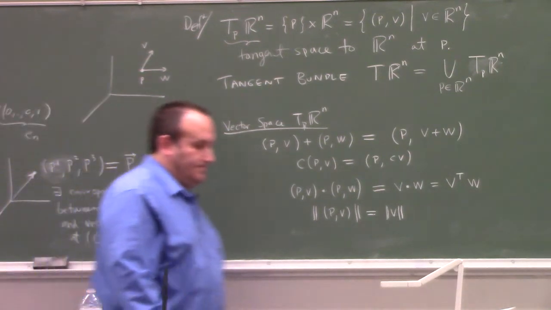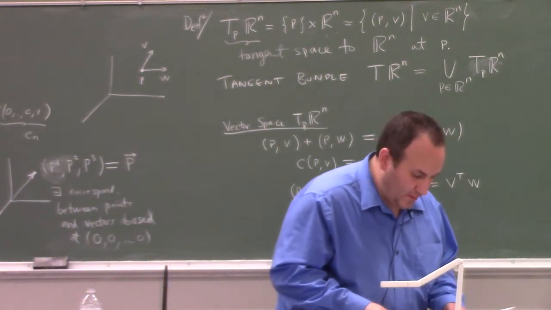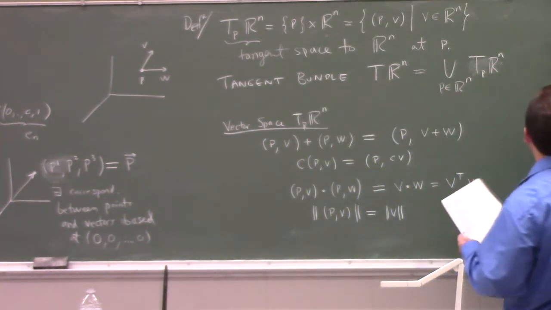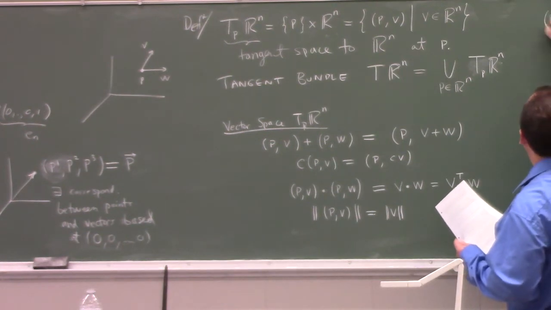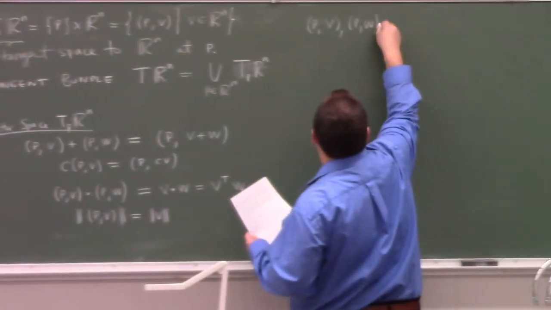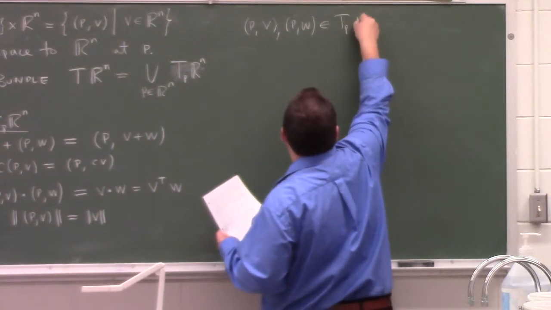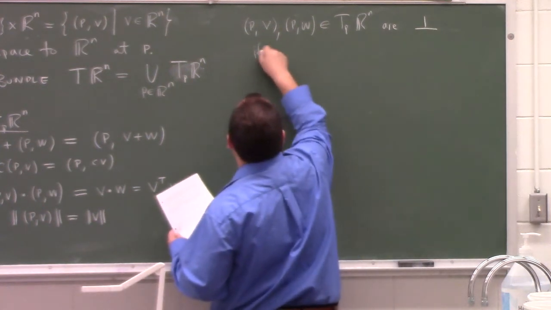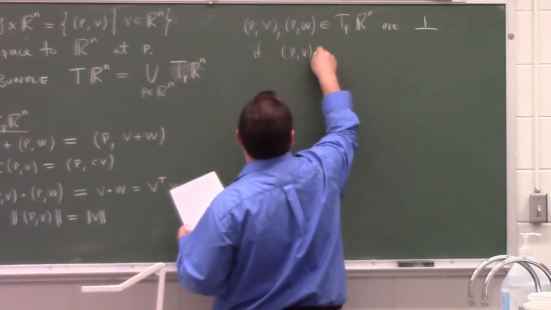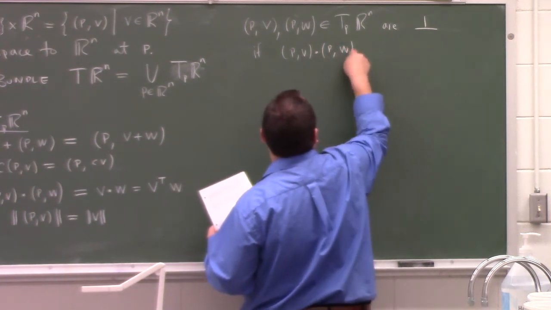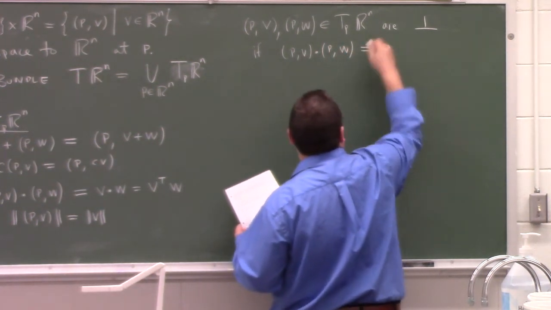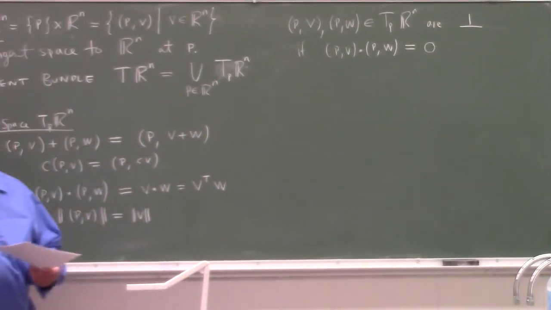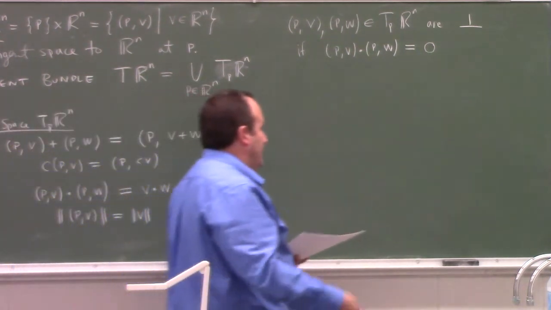And we can also talk about orthogonality of vectors. What would it mean for, let's say, PV and PW in T_P Rn to be perpendicular? What does it mean for two vectors to be perpendicular? It means their dot product is 0, right? But of course, that just means that V dot W is 0, right? Again, the P just rides along.